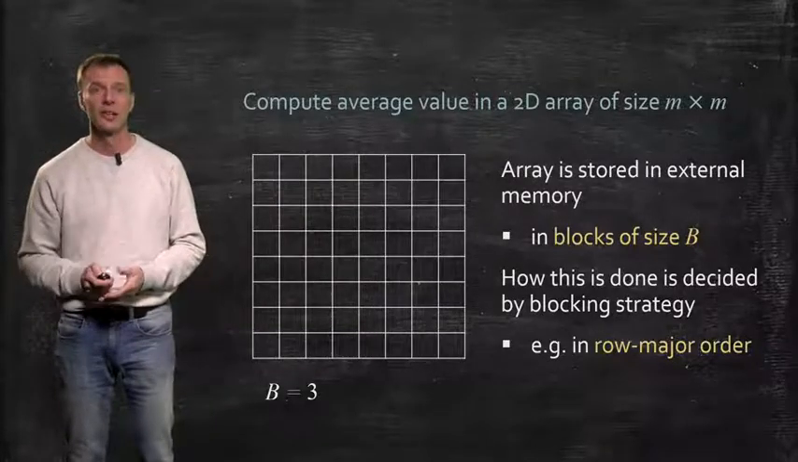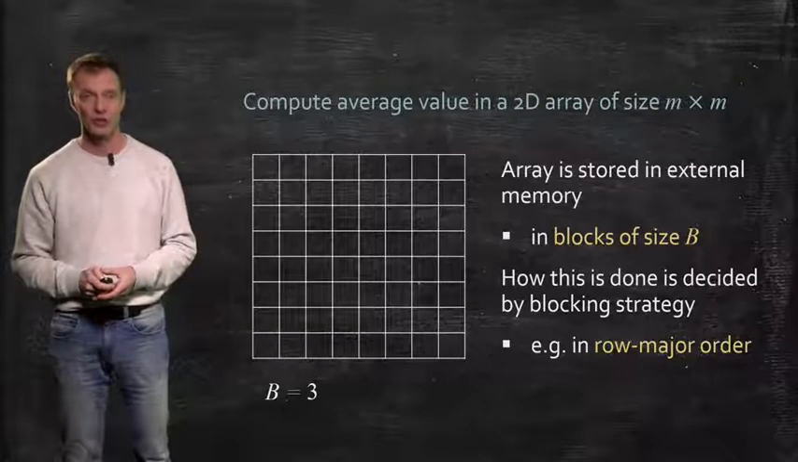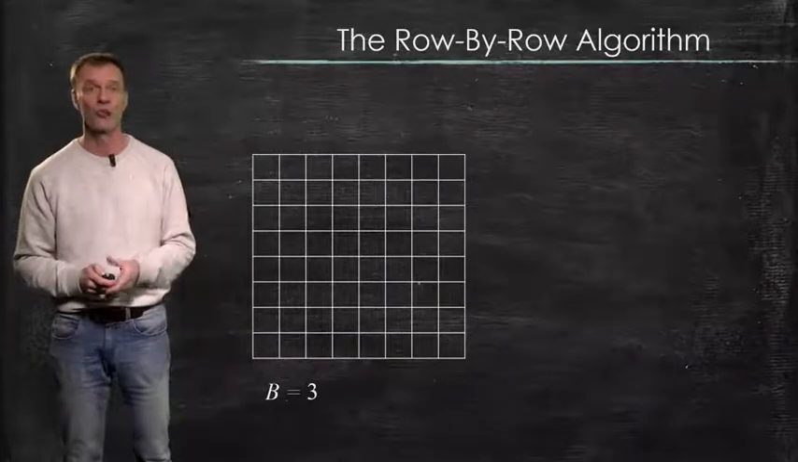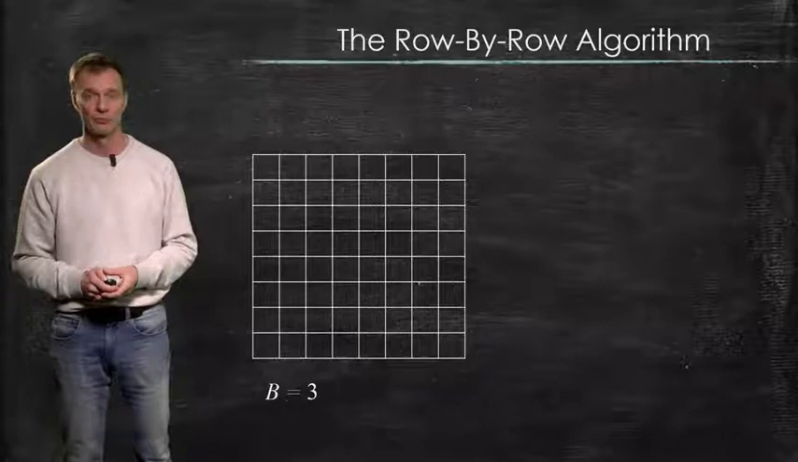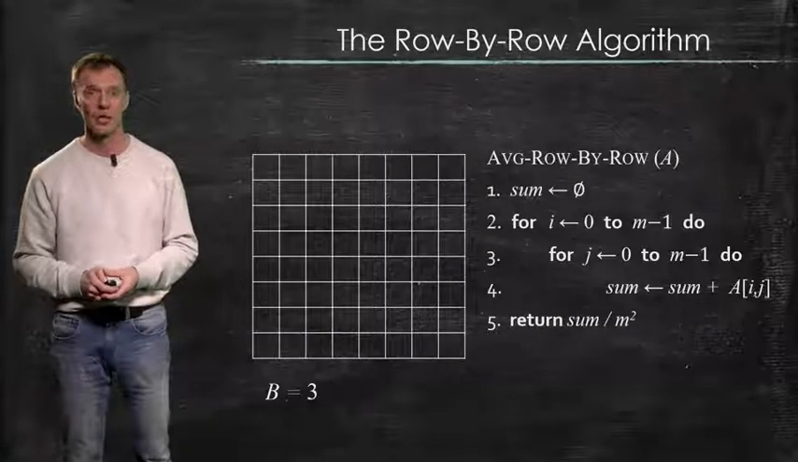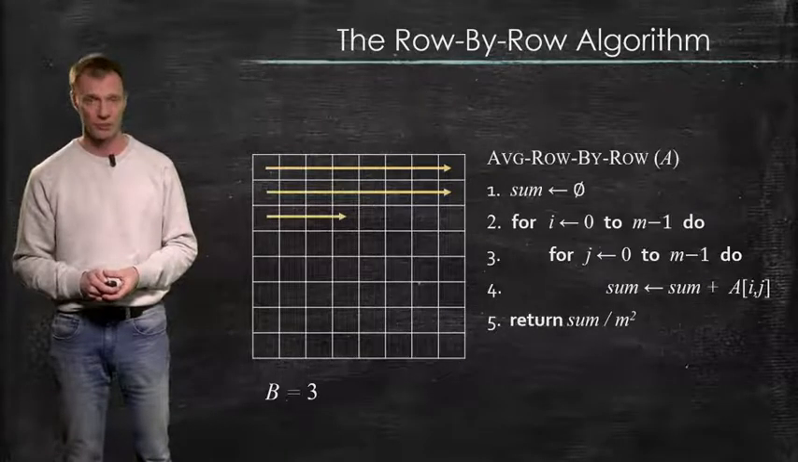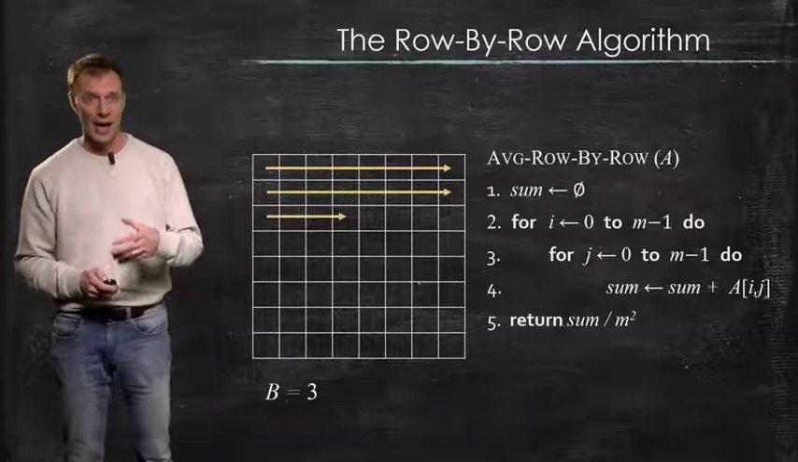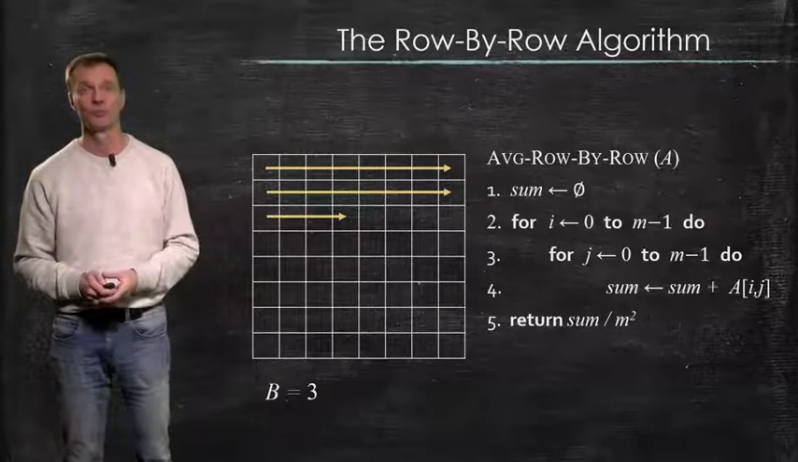So let's see what the algorithm is doing. We have an algorithm that goes over the items row by row. Here's the algorithm, and it goes over the array in this order. Let's see how many IOs it's going to do.